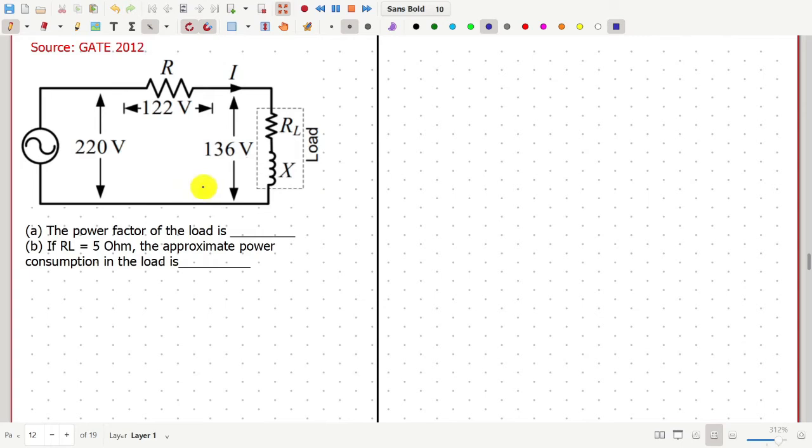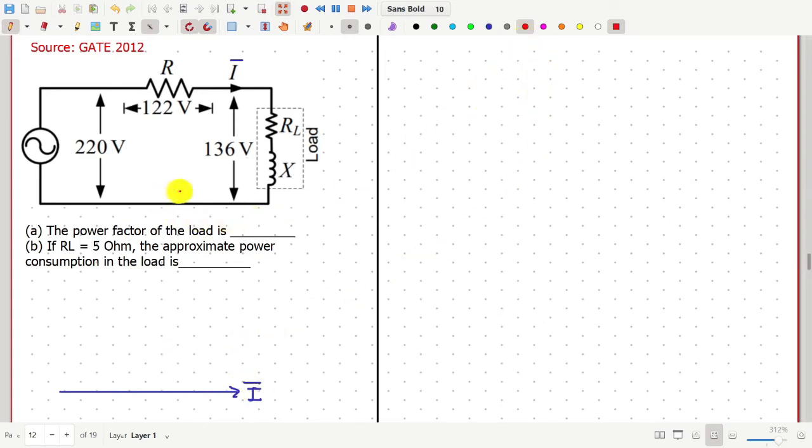In this circuit, we have a 220 volt voltage across this source, 122 volt voltage across this resistance, and 136 volt across this inductive load. From that, we have to find the power factor of this load. For this, we will use phasor diagram to solve this question. Okay. Suppose this current is I bar, the phasor current. Let me draw that here. This is I bar.